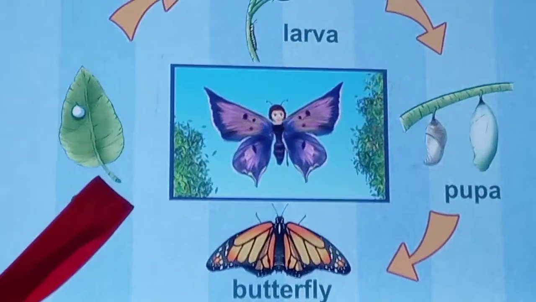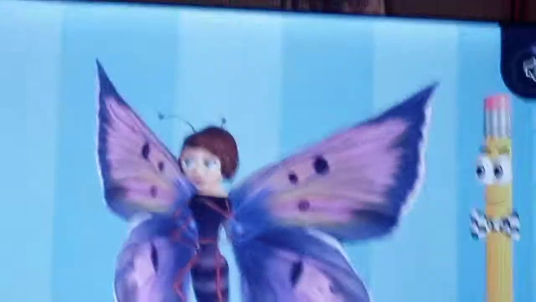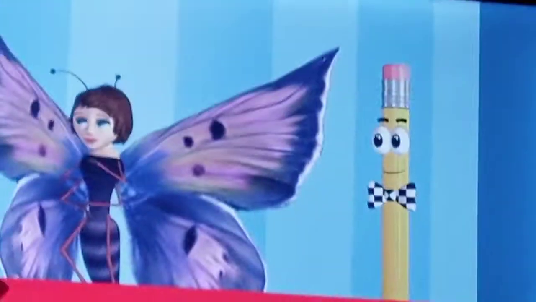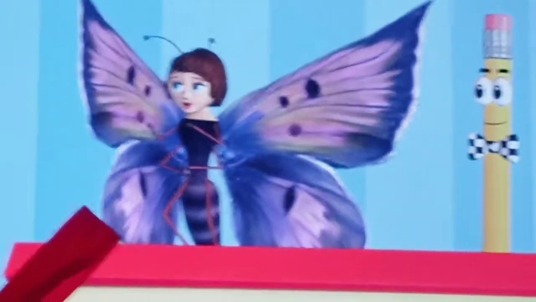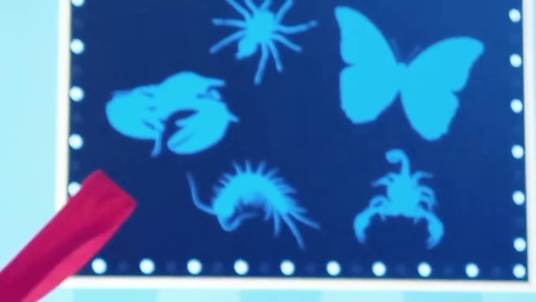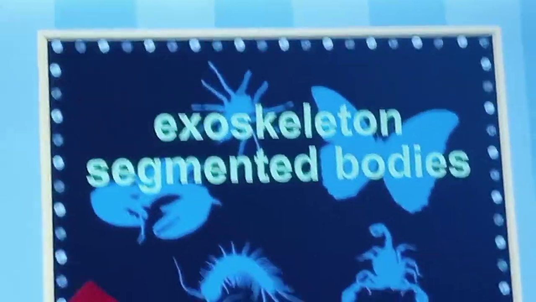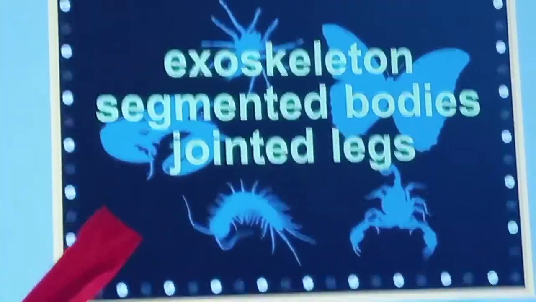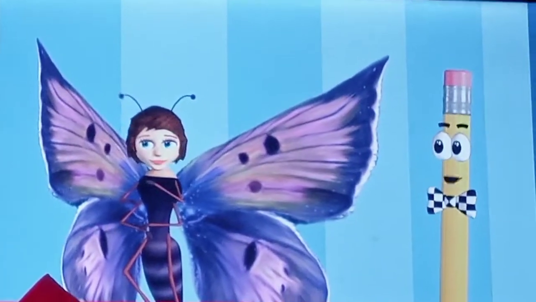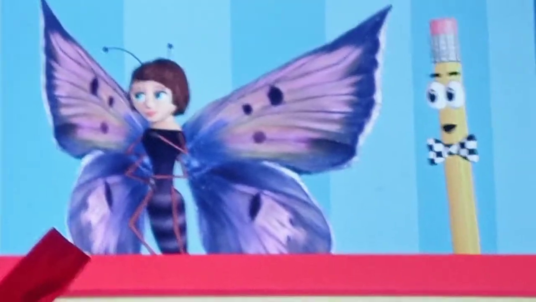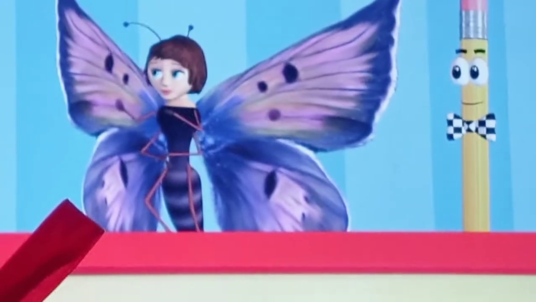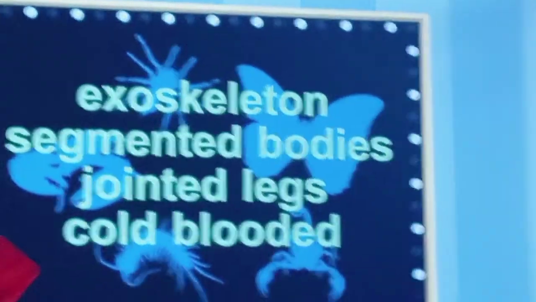As a butterfly, you start as an egg. Characteristics of an animal group, and you tell me if that is the group you belong to. All of the animals in this group have an exoskeleton. They have segmented bodies and jointed legs. All of them are cold-blooded. The body temperature of a cold-blooded animal is dependent on the temperature of its environment. Do you belong to this group?